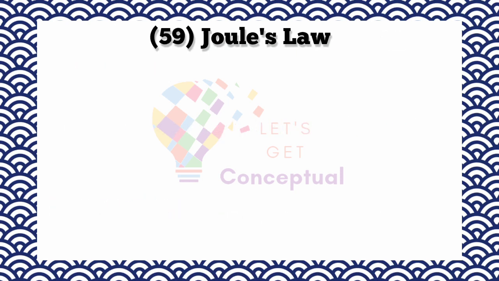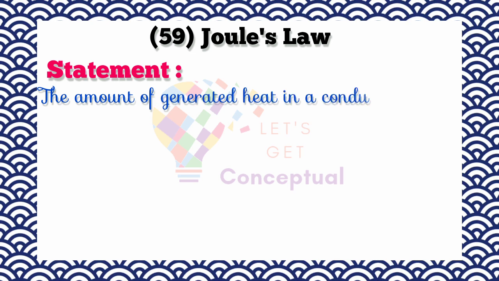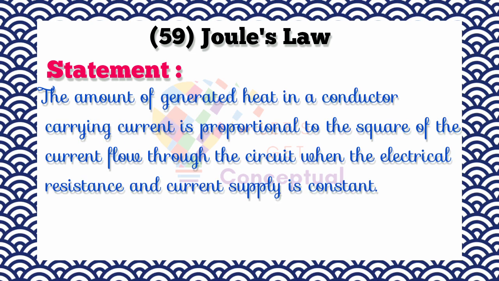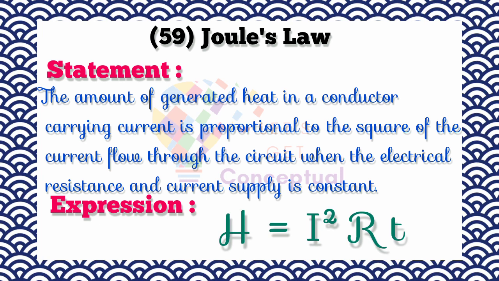Number 59. Joule's law. Statement: The amount of generated heat in a conductor carrying current is proportional to the square of the current flowing through the circuit when the electrical resistance and current supply are constant. Expression: H is equal to I squared R T.